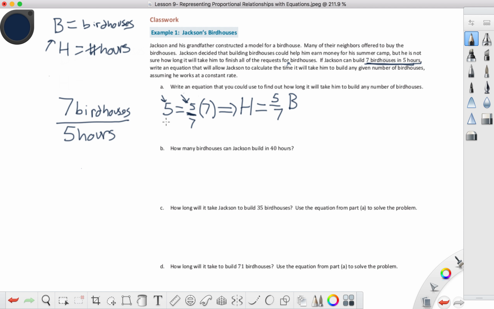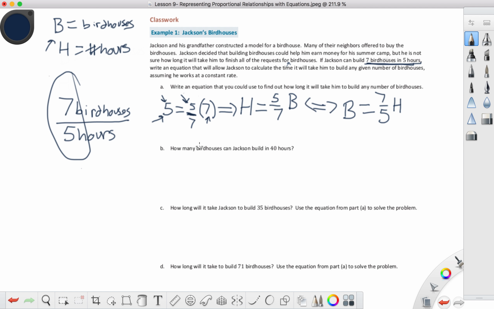So C, what I did here was figure out that in 5 hours he could build 7 birdhouses. So I take this ratio, figure out which way I need to write it, so that I can get an equation that works. I could also do this: the number of birdhouses is equal to 7/5 times the number of hours. Both of these are good. Both of these do the exact same thing. If he worked for 5 hours, he would have 7 birdhouses. They're the same, great. Okay.